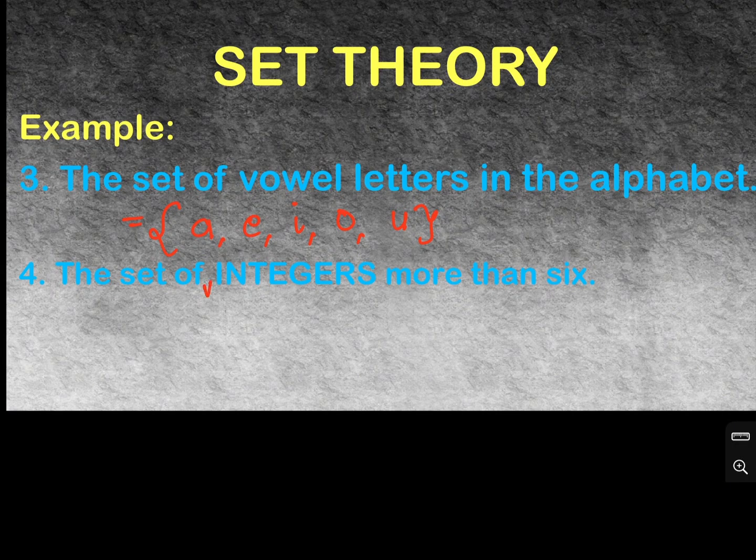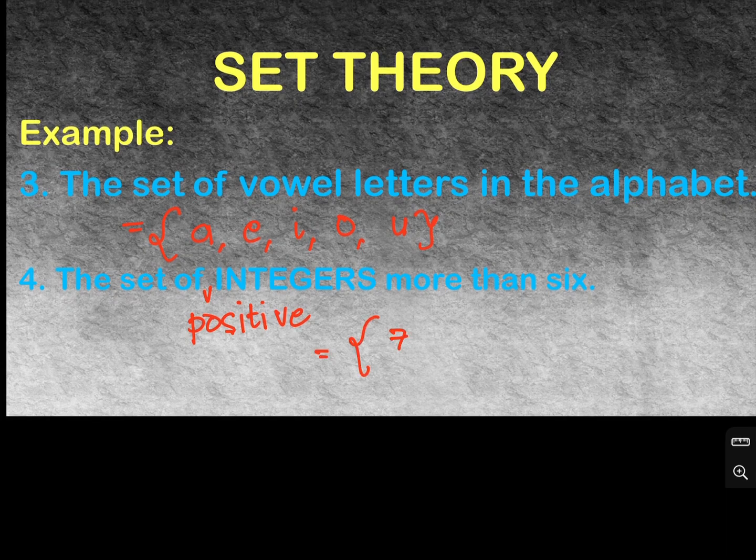For number 4, the set of integers more than 6. I would prefer that they be positive integers. So for integers more than 6, we will start with a set of 7, 8, 9, 10, and so on. The three dots there are called an ellipsis.